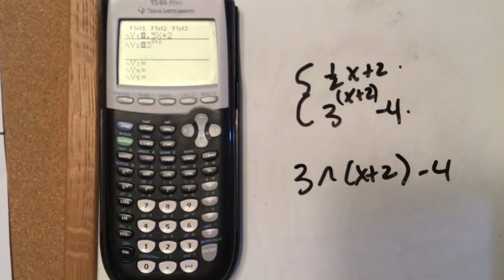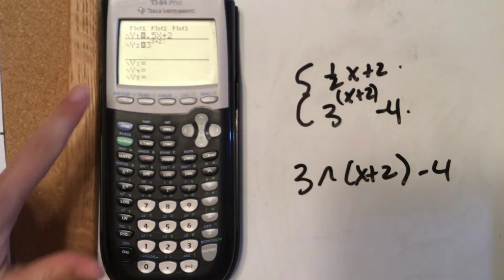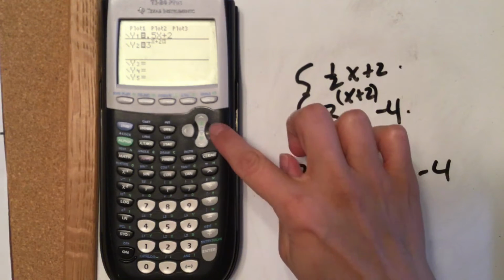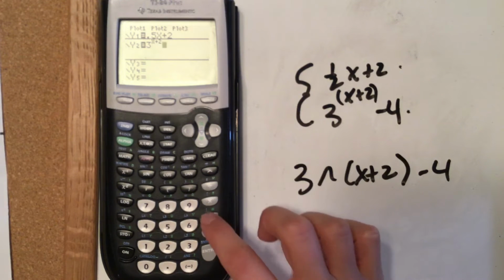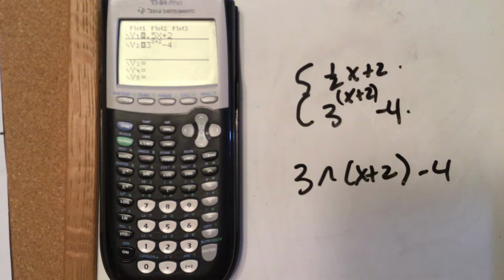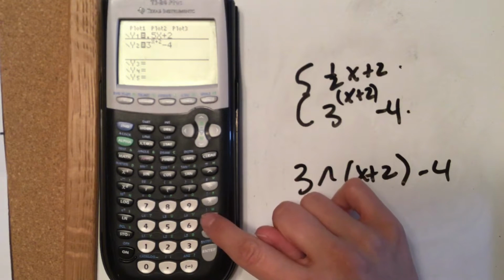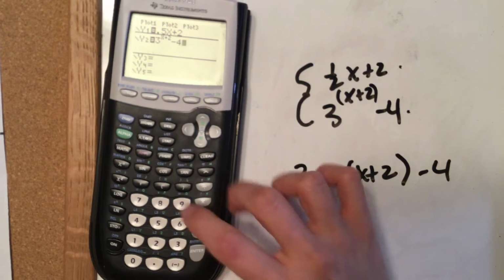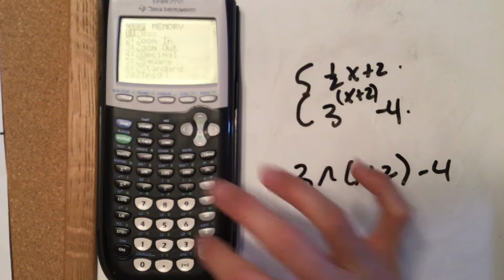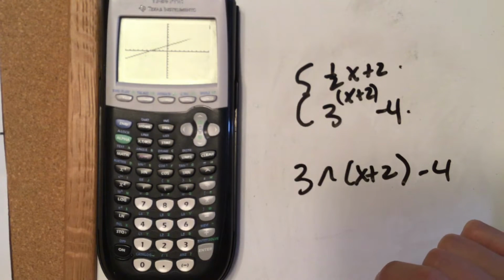On the 84s, it makes it look nice. However, on the 84s right here, you're still in the exponent, so you need to hit right arrow to get out of the exponent and then do your subtract 4. Again, make sure that you're aware that subtract and negative are different here. We want the subtract on this one. Okay? So we're just going to hit zoom 6. It's your standard window. We'll start there, see what it looks like.